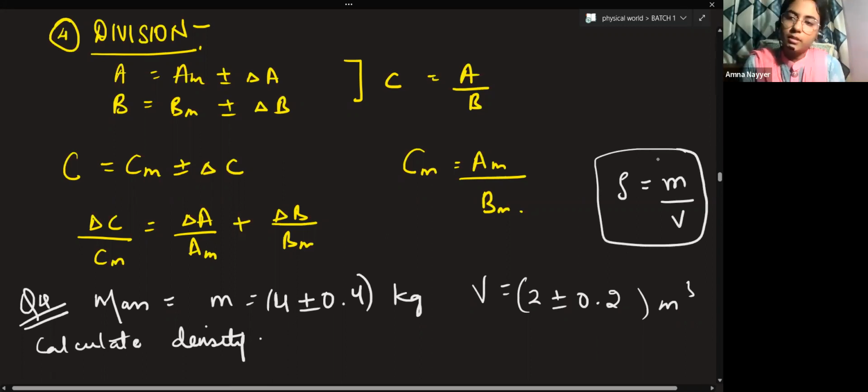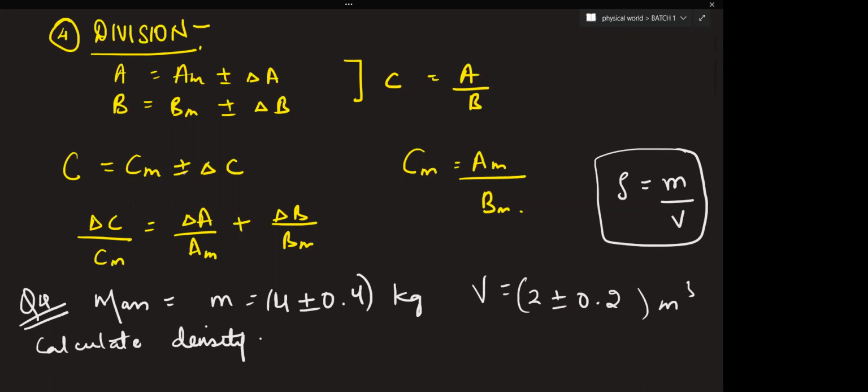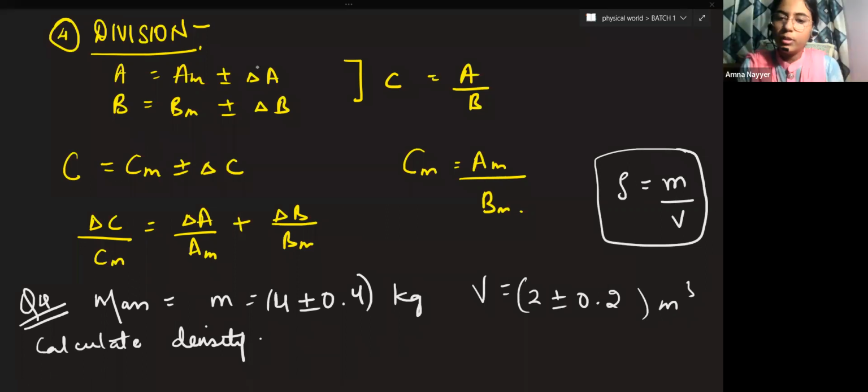What is your answer coming? Take 2 to 3 minutes, solve it. Ma'am, this is 4 plus 0.5, right? 4 plus minus 0.4. Yes, and this is 2 plus minus 0.2.